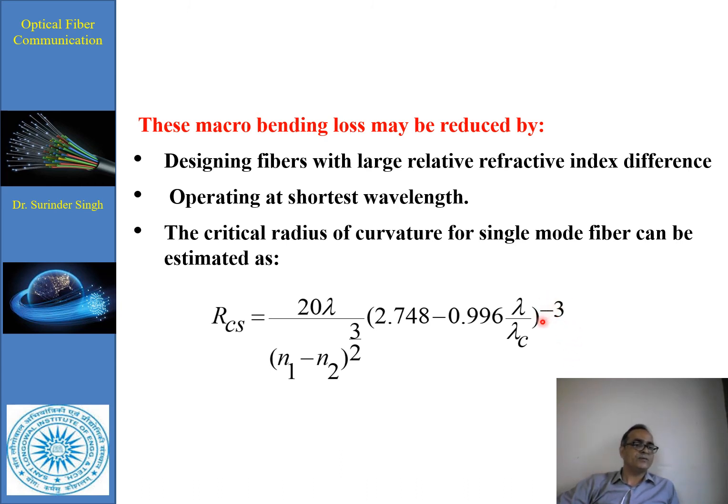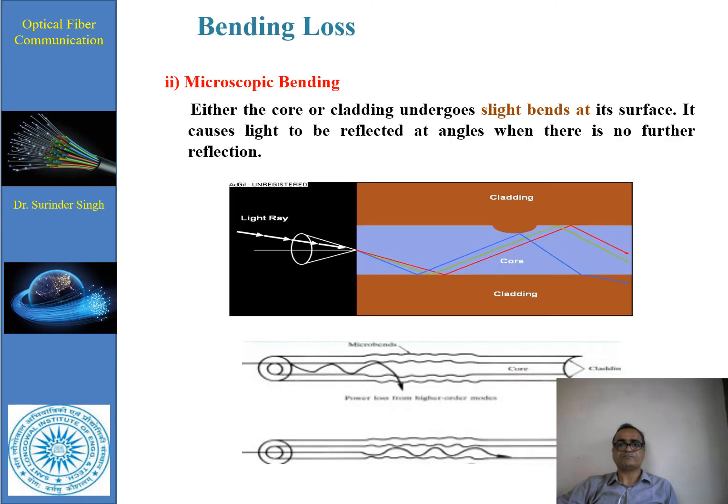Lambda c is the cutoff wavelength for single mode fiber, and all the other parameters n1 and n2, the core and cladding radius, and the operating wavelength have to be taken.